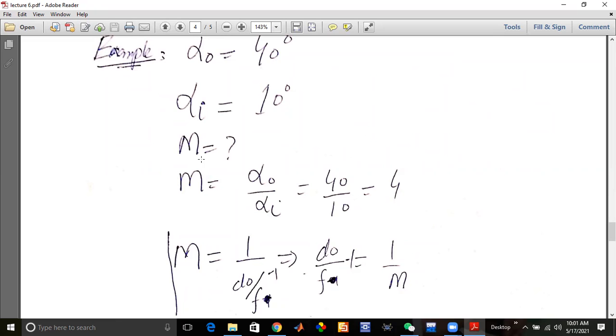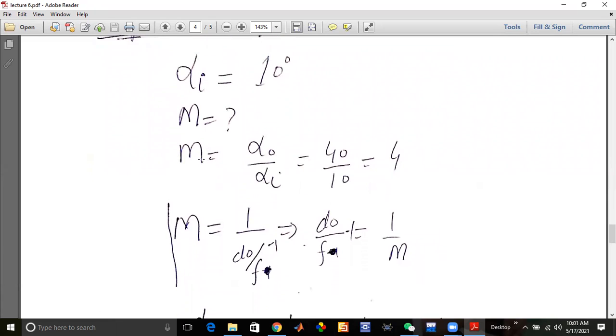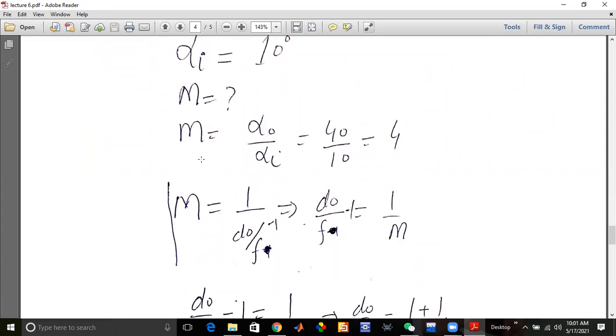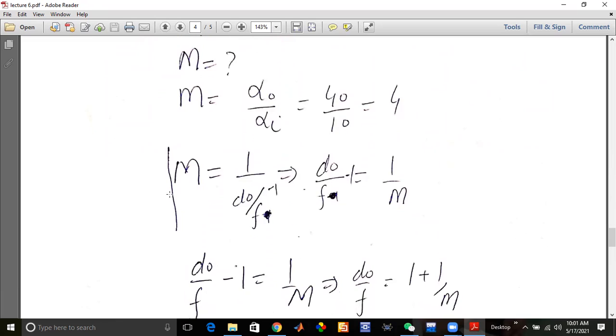So you know that m is equal to alpha naught divided by alpha i. So this is 40 divided by 10, which is equal to 4. And you know that m is equal to 1 divided by (d naught by f minus 1).